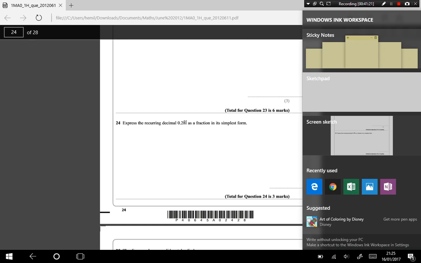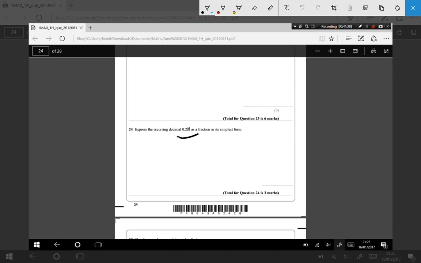Time to go to the next question. I'm sorry about those other questions which I'm unable to explain. In this question, express the recurring decimal. So x is equal to 0.281, the recurring values. So now we want to get a value.